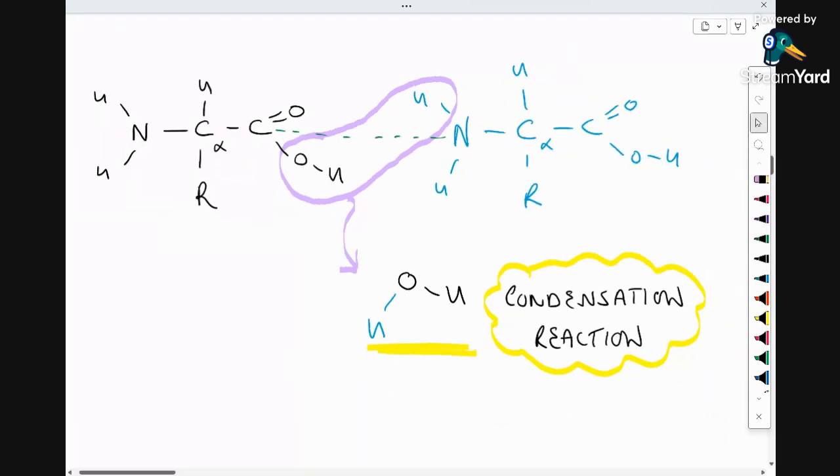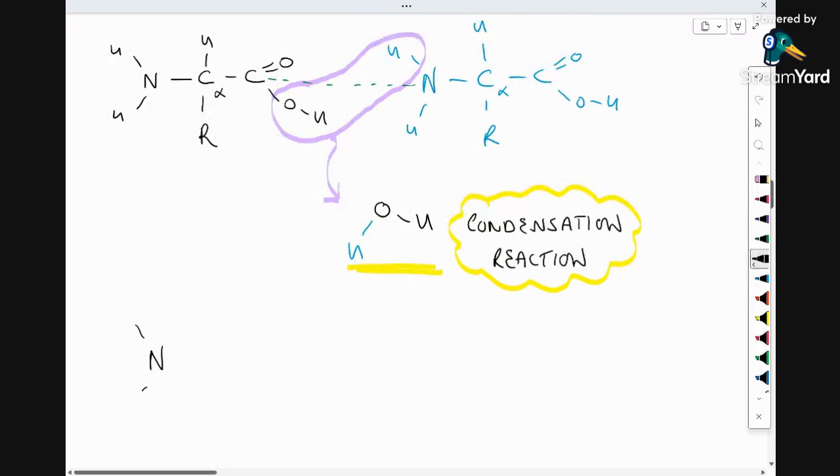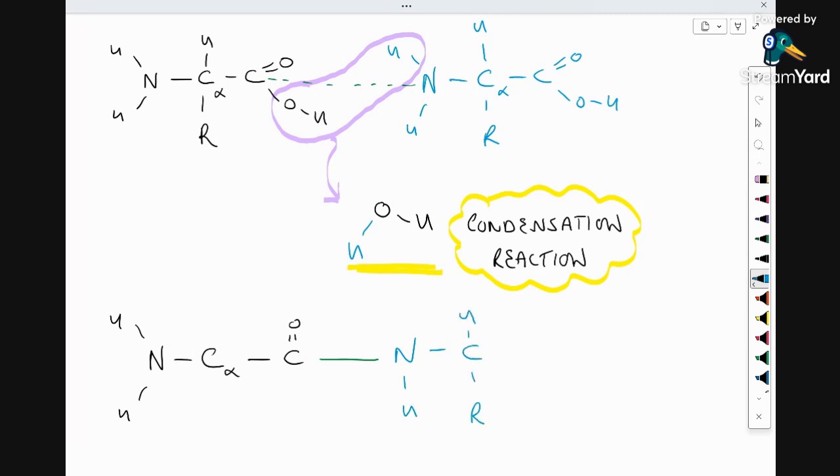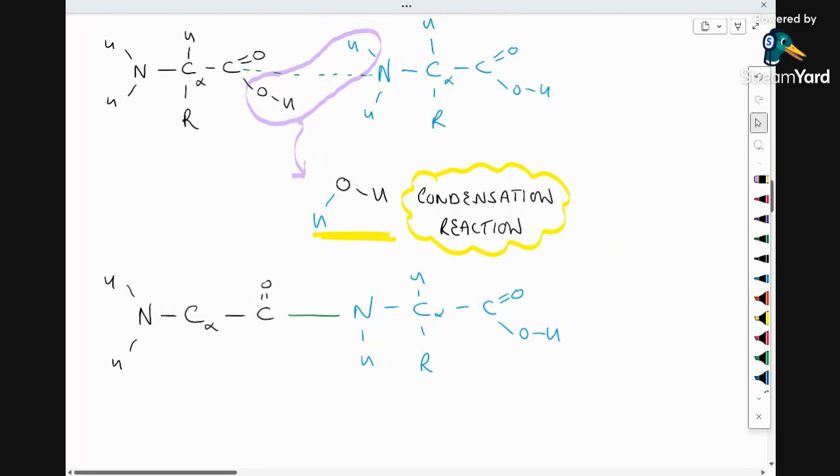So let's have a look. We can now draw the dipeptide that's formed, the two amino acids. So starting with the black one here. That's that. I'm going to draw the bond in green. There we go. To the nitrogen, bonded to the hydrogen. Alpha carbon. And our carboxylic acid group. And there you have it. We have now joined together two amino acids.